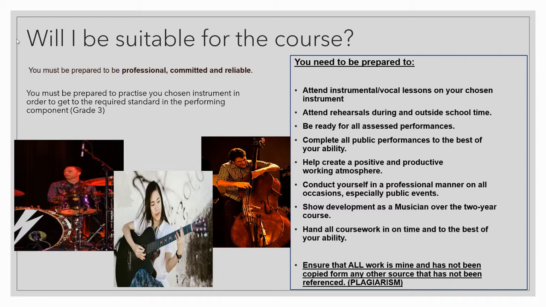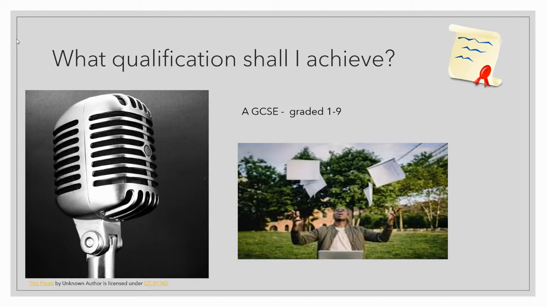Okay. Right. Other things you need to be able to do: attend rehearsals during and outside school time. Be ready for all assessed performances. Complete all public performances to the best of your ability. Help create a positive and productive working atmosphere. Conduct yourself in a professional manner on all occasions, especially at public events. Show development as a musician over the course, and handle coursework on time and to the best of your ability.